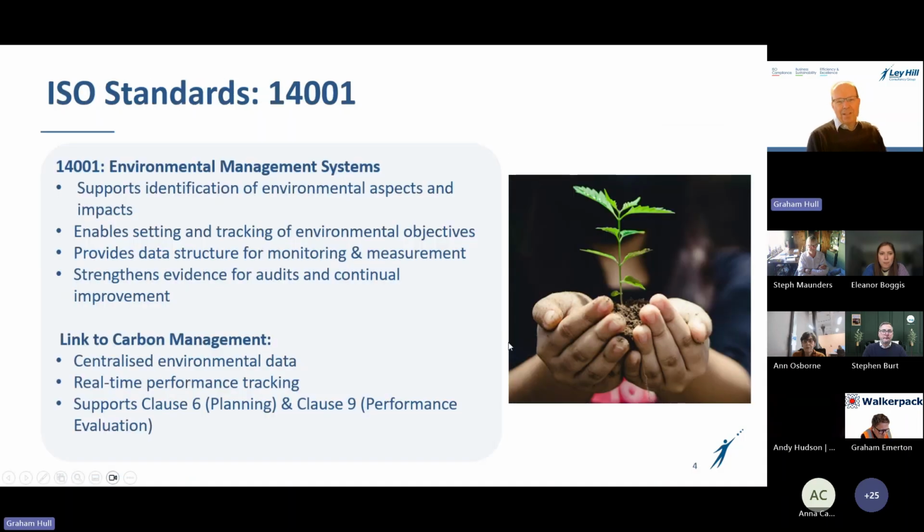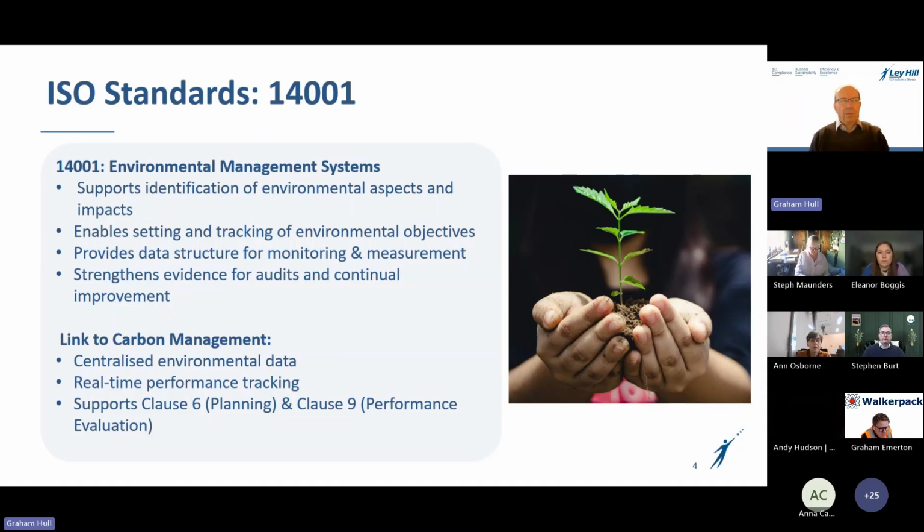So, different standards, and I'm not going to spend hours on this. Some of you may already have these standards, some may be thinking of getting these standards for one reason or another, and I'm just going to pick out two or three of them just as a little starting point before we get into the detail of 14001 and then the other aspects of this webinar today.